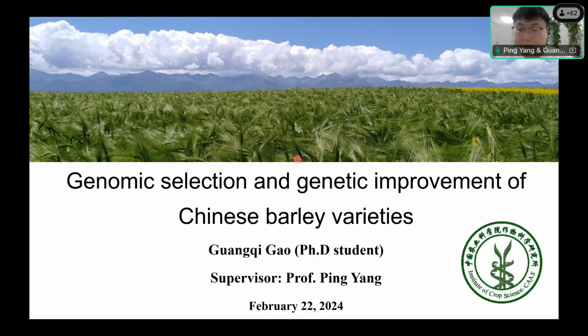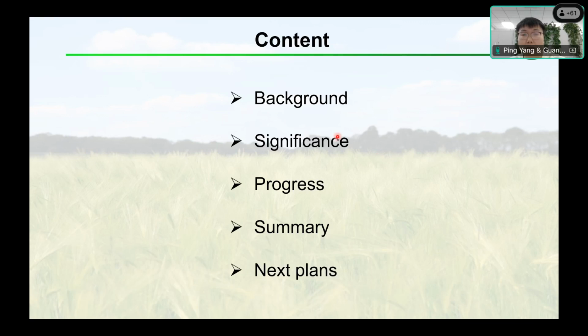Hello, everyone. Thanks to the International Barley Hub for giving me the opportunity to share my work here. My name is Guangqi Gao. My supervisor is Professor Ping Yang. The title of my presentation is Genomic Selection and Genetic Improvement of Chinese Barley Varieties. The content of my presentation includes background, significance, progress, summary, and next plans.